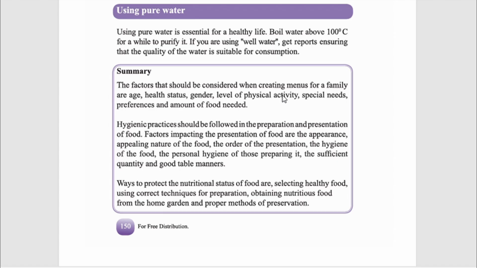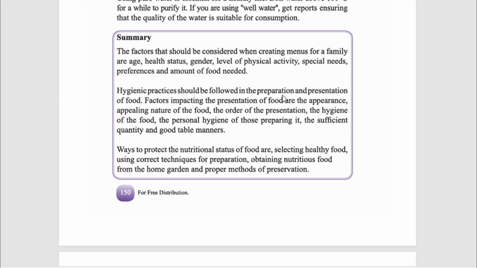The other one is how we transport food, from farm to consumption. We have to pay attention to the hygiene of the food and its quality without being spoiled. We have to get healthy and fresh food. There are some techniques for preparation and obtaining nutritious food. Before we purchase food, the factors we have to consider are the expiry date, standards, the quality of the food, ingredients, and everything when we are purchasing the food.